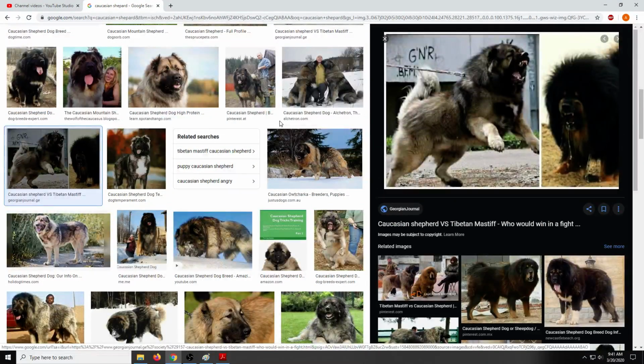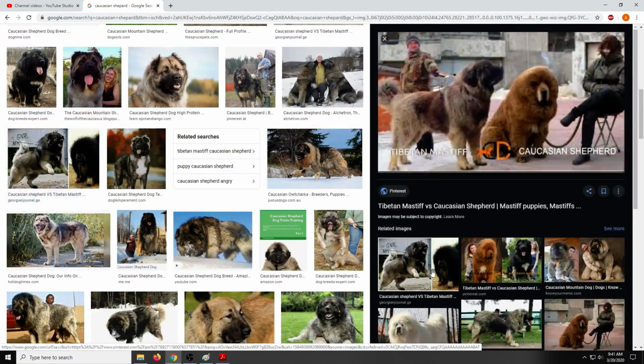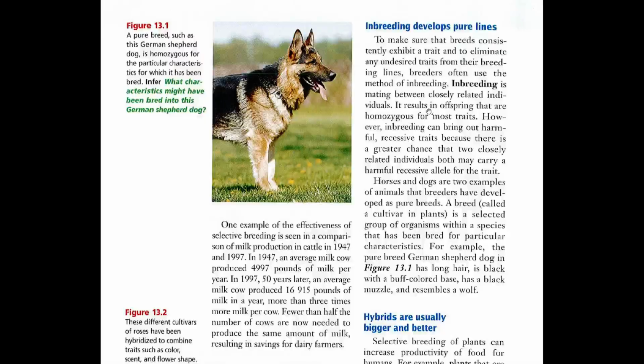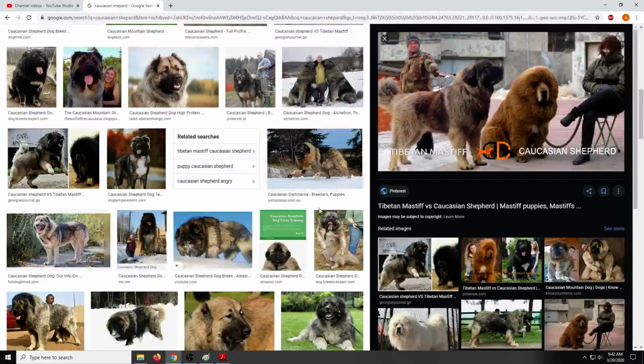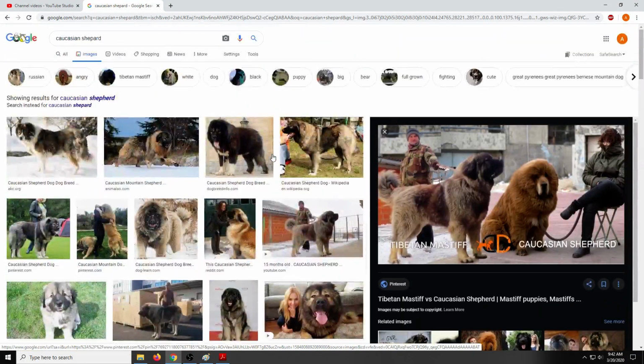But we have bred dogs to be like this. We have bred dogs to be like that by just selectively breeding the ones that have all these desirable traits. And that's called inbreeding. So back in the day, we would have had to start breeding big dogs and keep breeding big dogs until we get something that looks like this. And we keep breeding the same lines over and over. That's what's called inbreeding.